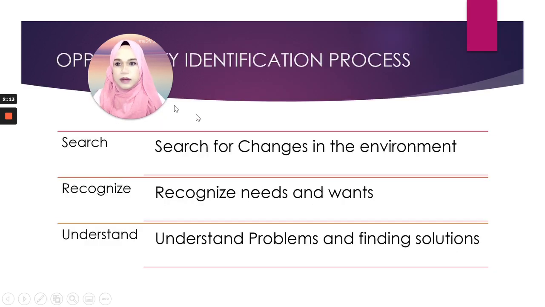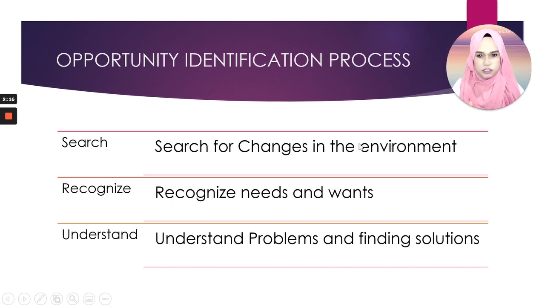Next, we look at the opportunity identification process. It involves three steps: search, recognize, and understand. First, you need to find out by searching for changes in the environment. Because how do you know people need something? Or how do you know that there's no such product yet? So you have to look at the general environment. Let's say you go to the shopping malls, or you go to the schools or any other places, you can observe these particular changes.